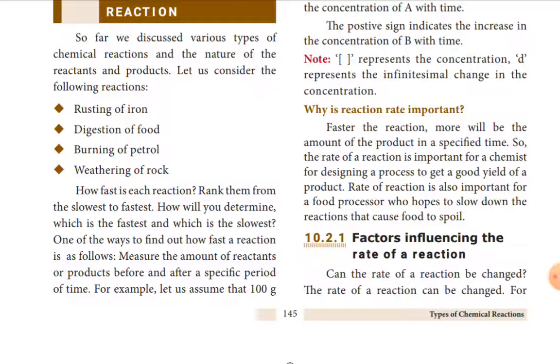Also, mainly in the food processing industry, the rate of reaction is important, because they have to slow down the reaction in some cases. They have to control the rate of reaction in some processing to control the spoilage of food. Otherwise the food will be spoiled. So in the processing unit, the rate of reaction is considered very important. So my dear students, the factors that influence the rate of reaction we will discuss later.